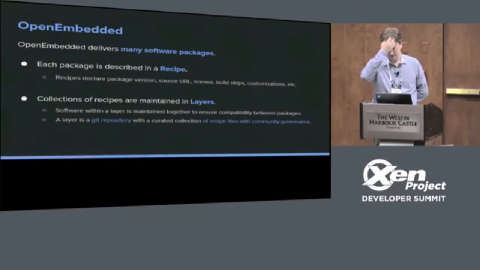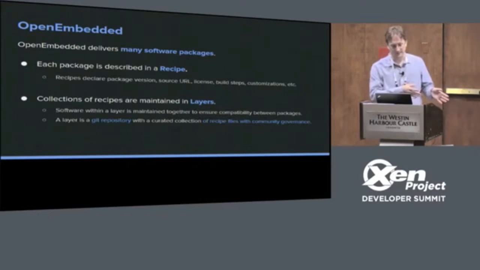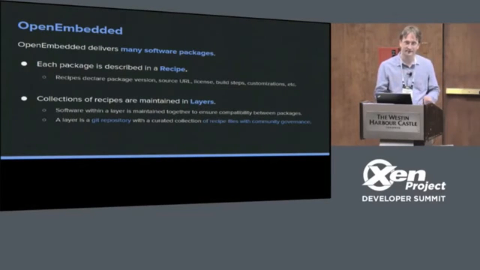So in OpenEmbedded, each package is described in a recipe. It tells you where to grab the tarball from, the source URL, the license of the package, and the build steps. Each individual package, for example, bash or dmidecode or whichever utility you need, is described in a recipe, and collections of recipes are maintained in what OpenEmbedded calls layers.